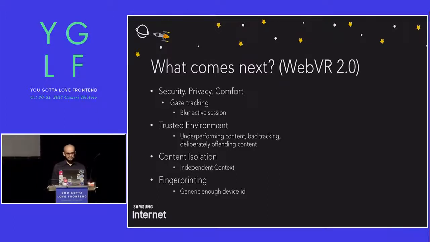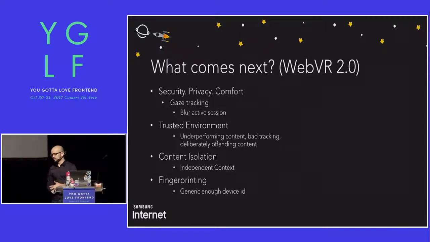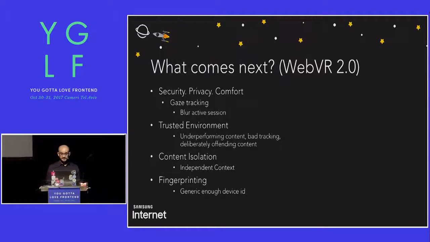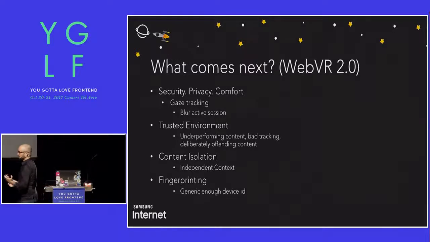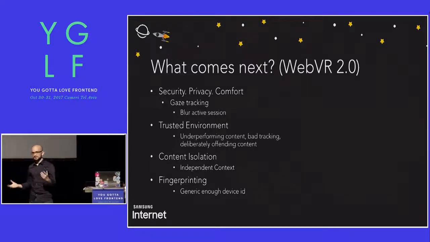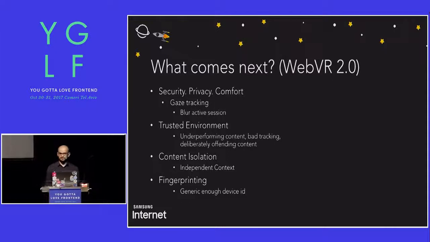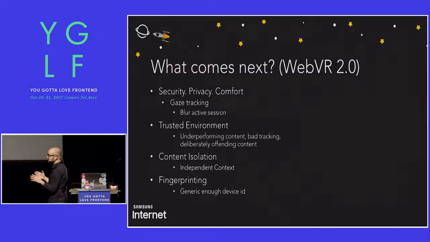Of course, content isolation, so having a different, independent content context for drawing, a different request animation frame that is going to be running in the headset, a different canvas, etc. And fingerprinting. We do need to identify which devices we are using to create the VR experiences. We do need to know what the device is in order to know its capabilities, but we need to keep these configurations as generic as possible to make sure that we are not enabling this as a way of tracking the users. So this is in the very near foreseeable future.